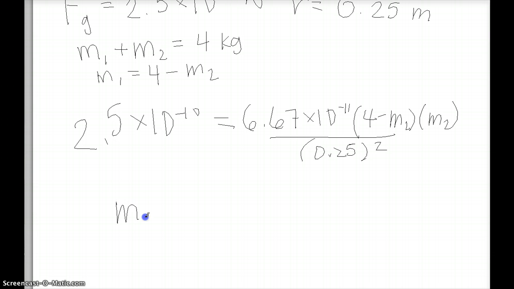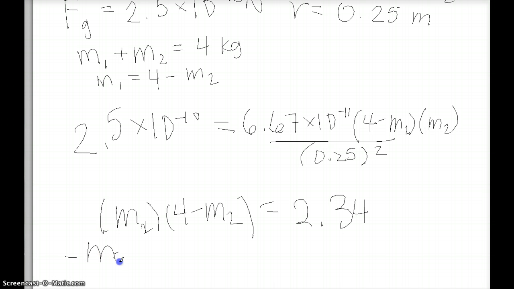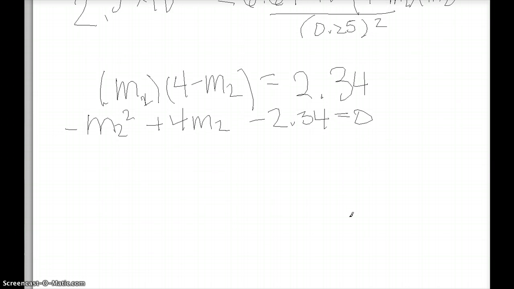What you end up with is this expression where you multiply mass 2 by 4 minus mass 2, and they equal 2.34. I expanded this. So this was negative mass 2 squared plus 4 mass 2 minus 2.34 is equal to 0. And I used the quadratic formula, negative b plus or minus the square root of b squared minus 4ac, all over 2a, where those are my values.